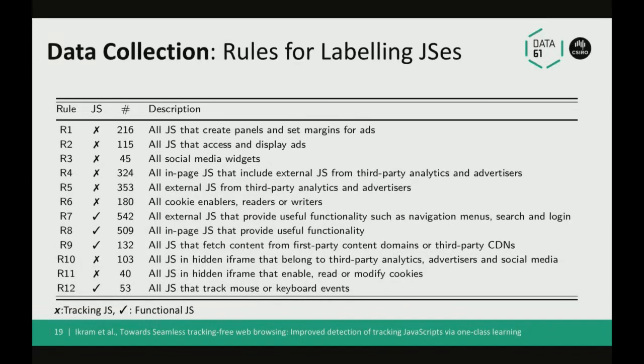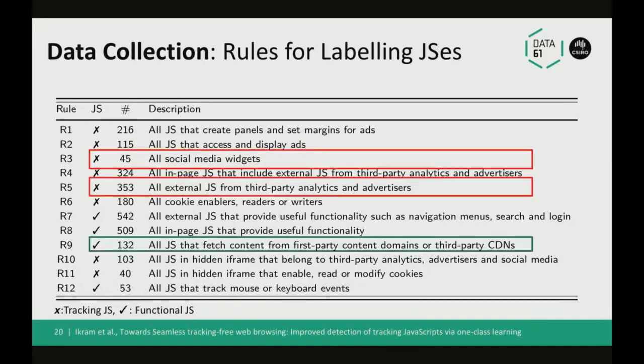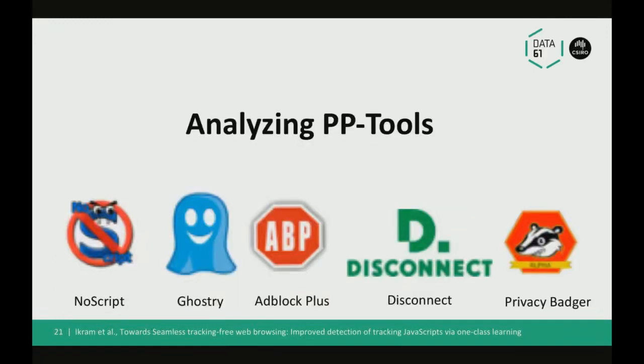Here are the rules that we use for creating the ground truth data. These rules were extensively discussed among the authors, and then we applied them on the JavaScripts that we extracted from the DOM tree. For instance, rule number 3 is about all social widgets, which we label as tracking. Similarly, rule number 9 is about all JavaScript that fetches content from a first-party domain or third-party CDN, which we label as functional JavaScripts.